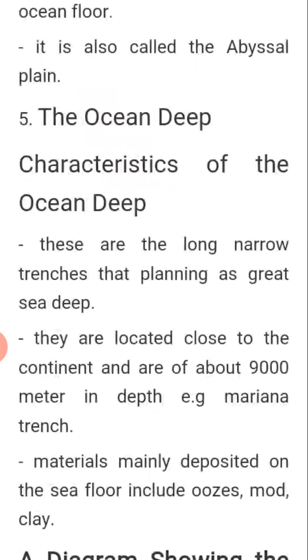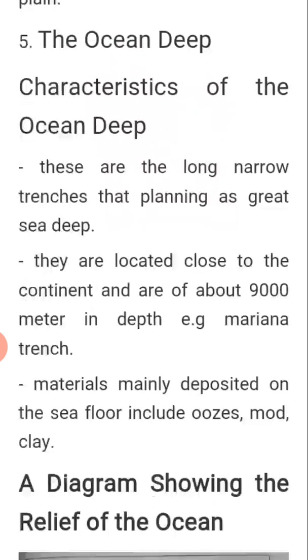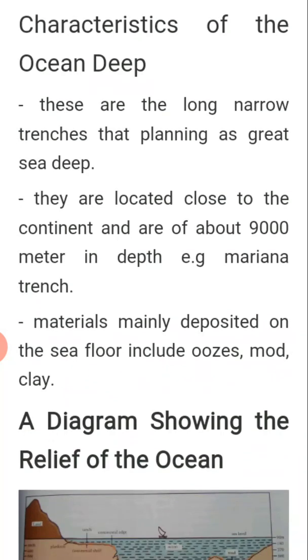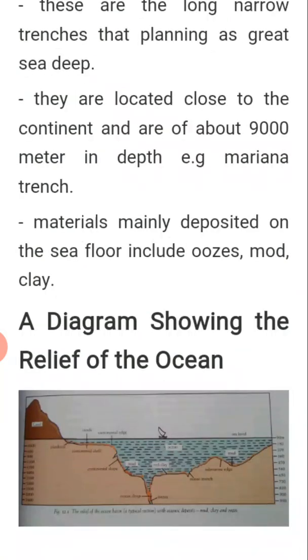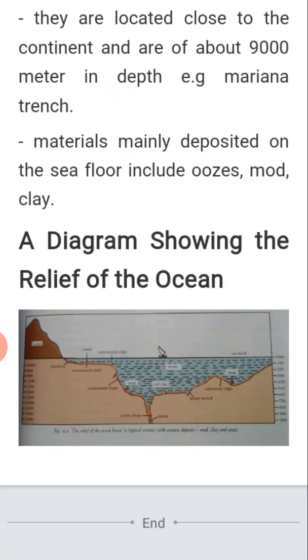The ocean deep. Characteristics of the ocean deep. These are long, narrow trenches that are as deep as the deep sea. They are located close to the continents and are about 9,000 meters in depth, e.g. Mariana Trench. Materials mainly deposited on the sea floor include the oozes, the mud, and the clay. The diagram below shows the relief of the ocean.